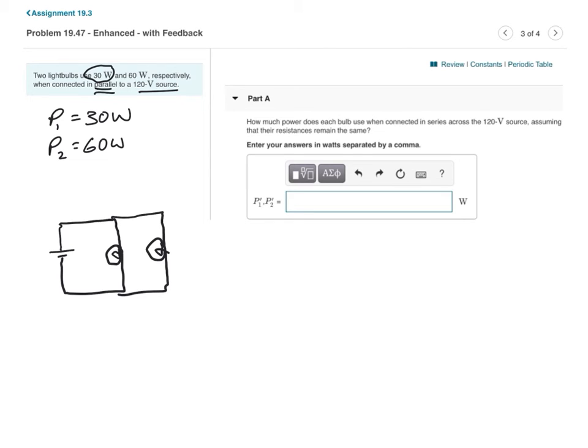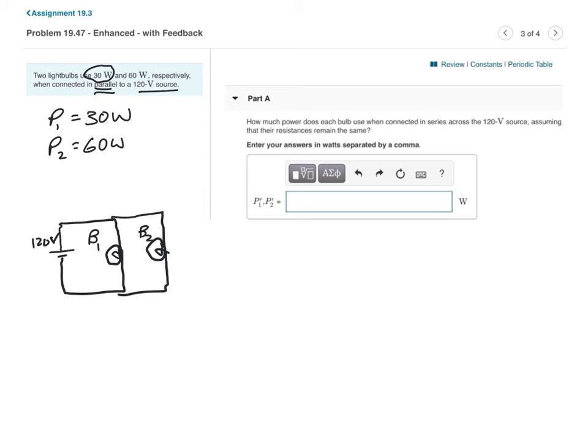Get that little curly Q there. So let's say this is my 120 volts. And I'm going to call this my P1 and this is my P2. Actually, let me rename those: bulb 1 and bulb 2.